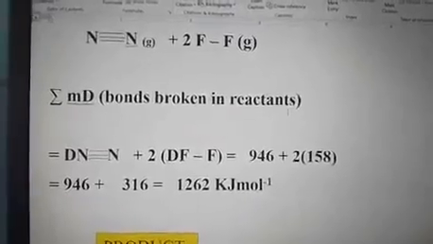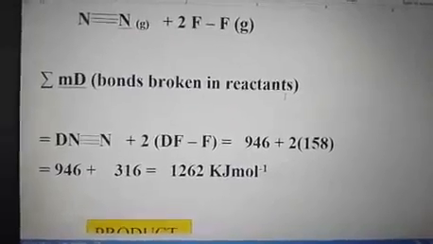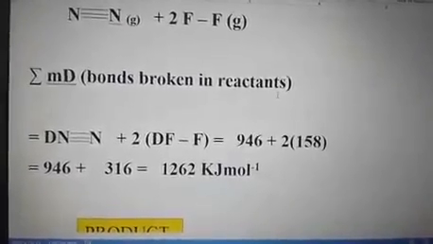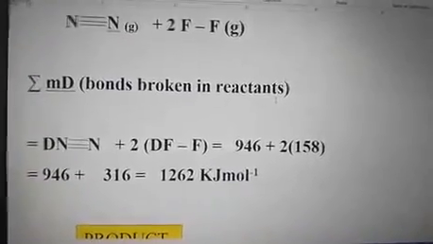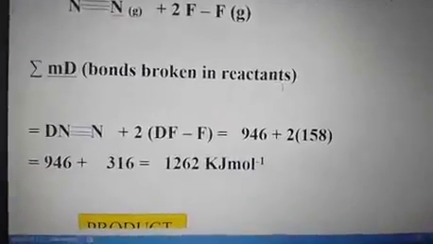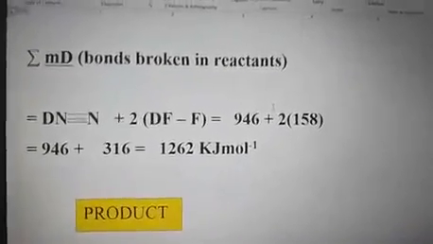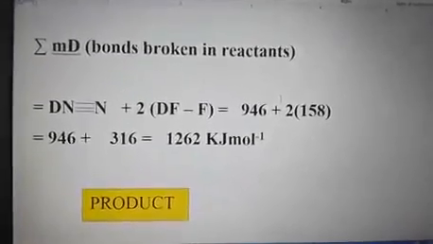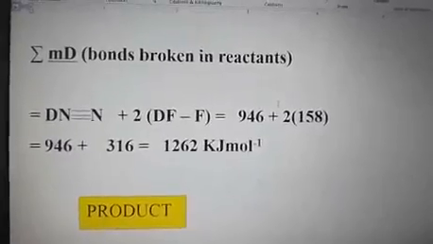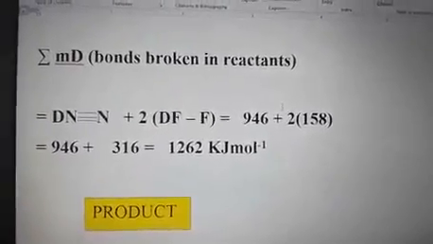So the bond energy for the nitrogen to nitrogen triple bond was given to us in the data as 946 kilojoules, plus 2 times the bond energy for the fluorine to fluorine single bond, which is 158. So we solve: 946 plus 2 times 158, which gives us 316. 946 plus 316 gives you 1262 kilojoules per mole. This is the total bond energy for the reactants.